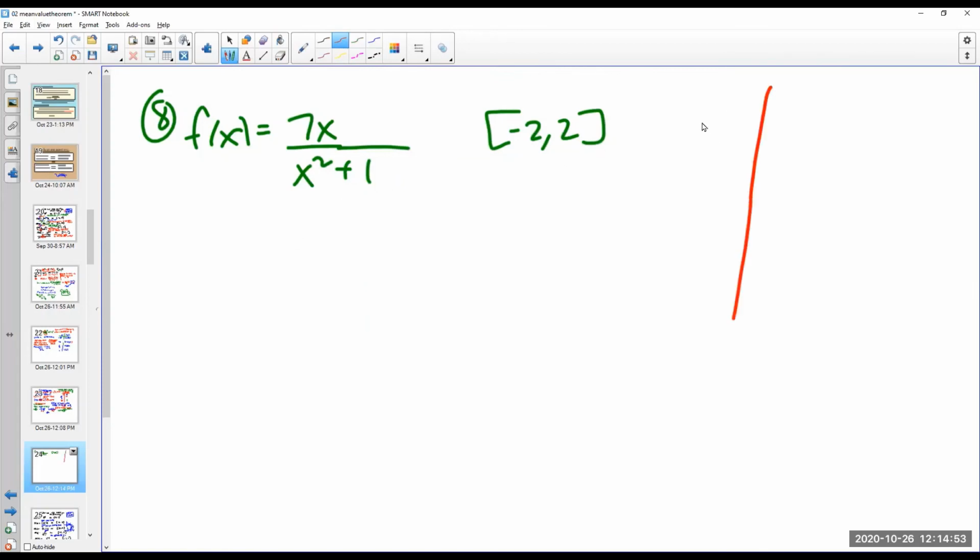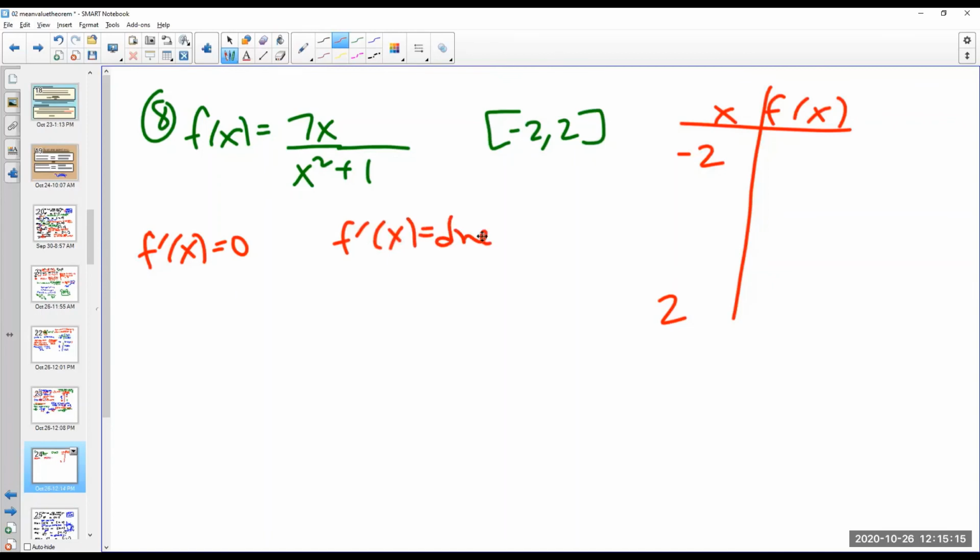Again, we want the highest and lowest numbers, so we're going to set up a candidates test. -2 and 2, those are my endpoints. The highest and lowest values always happen either at the endpoints or the relative max and mins. How do I find those relative max and mins? First, I set the derivative equal to 0. Then I set the derivative equal to DNE. This is going to catch all of my sharp turns, and this one's going to catch all of my maxes and mins. And whatever number is the highest, that's going to be my max or min.